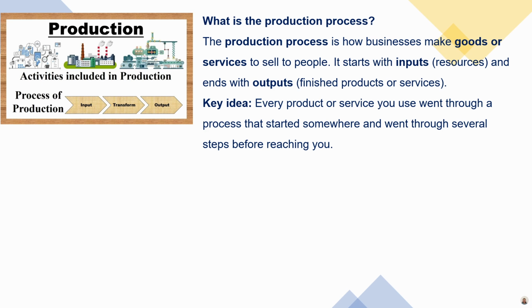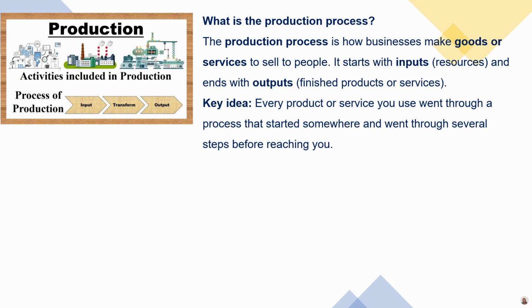Now, production basically means that we need an input, and an input comes from natural resources. So it goes through a transformation where you manufacture goods through a process and you get an end result, which is an output. So that output would be goods and services. So this is basically the process of production.